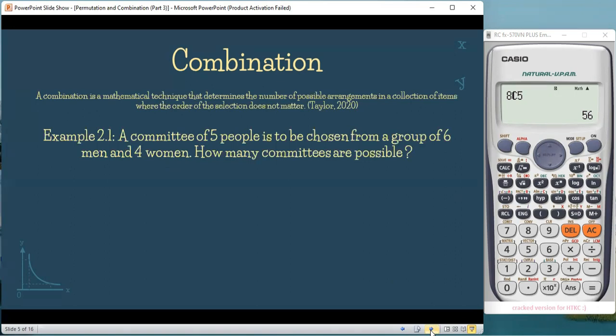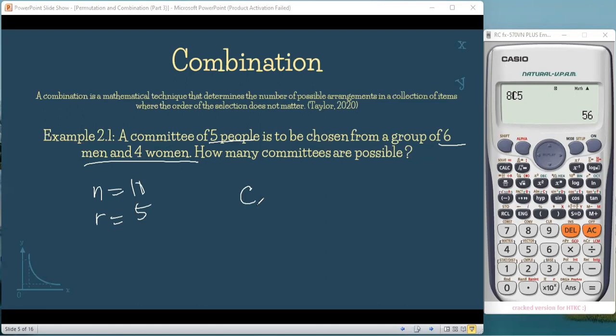So example number 2.1, a committee of 5 people is to be chosen from a group of 6 men and 4 women. How many committees are possible? So, ang tinatanong daw po dito, kailangan daw po ng committee na merong 5 people or 5 persons sa isang committee. Now po, ilan po yung objects natin? So, we have 6 men and 4 women. So, ibig sabihin po, meron tayong n will be 10 and r will be 5.